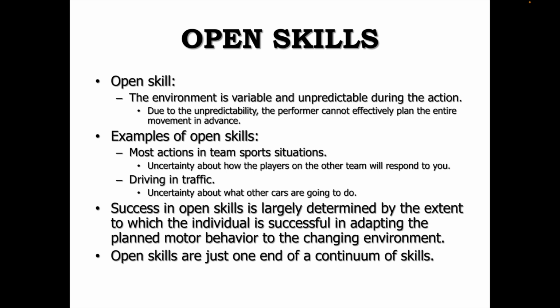You can maybe predict what they're probably going to do. For example, people coming to the left and to the right of you will probably stop at a stop sign, but they might not. They might run that stop sign. So there's some degree of uncertainty about what the other cars are going to do. Therefore, it's considered an open skill.